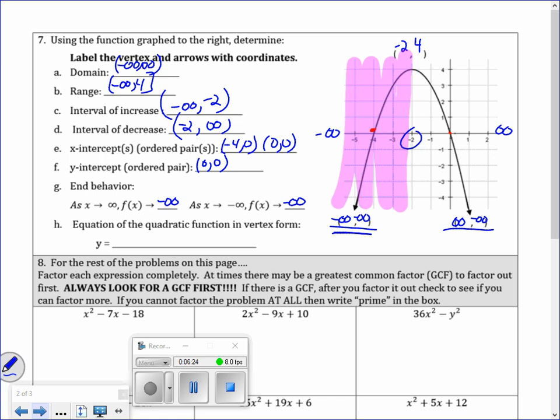All right, my equation, it's upside down, so negative. When I check it, there is no stretch or shrink because the graph starts here and goes out 1, down 1, out 2, down 4, and out 3 and down 9, and so forth. So it follows the correct pattern for a quadratic. So there's no stretch or shrink. It's moved to the left 2, and then up 4.